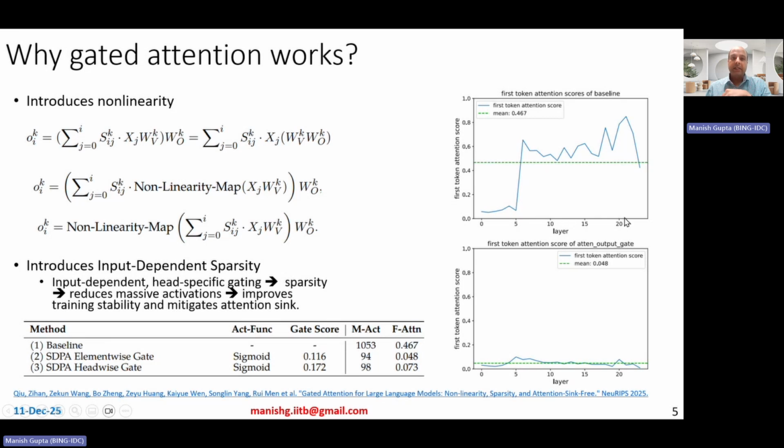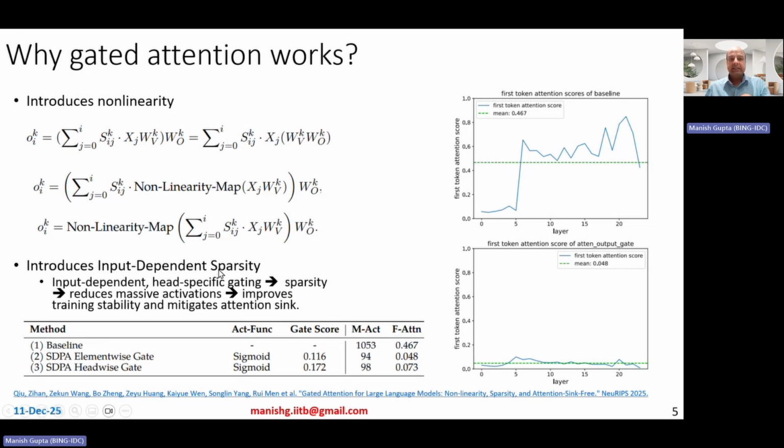Okay, so on the right side, what you see here at the top is the first token attention score. So across layers, right? In the first few layers, well, there's no attention sink problem. But as you go to the higher layers, you observe that the first token actually gets a lot of attention. Mean attention that the first token gets is like 46% across all positions in the input. However, when you do gated attention, on the lower plot, you can observe that the first token actually gets a mean attention of just 4.8%. So 46% becomes 4.8%. Thereby, the attention sink problem gets mitigated.